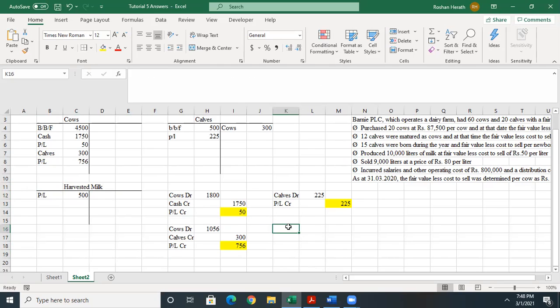No cost is involved. So you can see that the harvested milk gets debited.